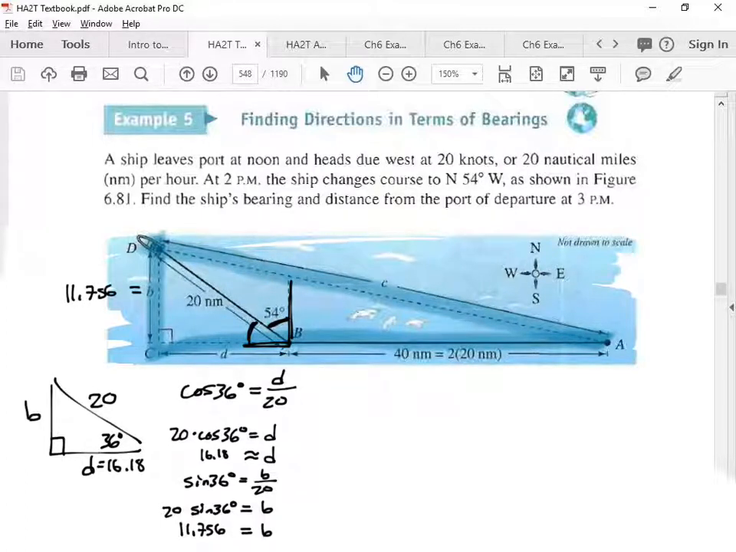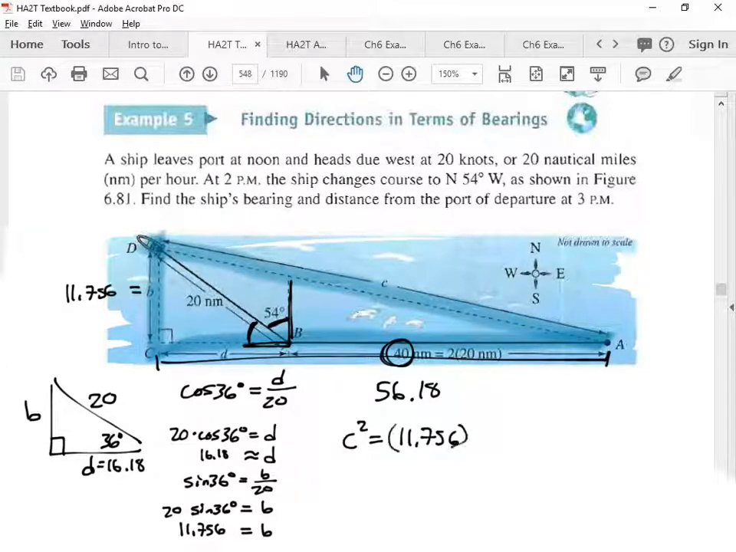I'm going to go ahead and put it right here, 11.756. And what is the length of this whole side now? This whole thing is going to be 40 plus the 16. So we get 56.18. All right, so let's use Pythagoras to find the C, shall we? We have C squared equals 11.756 squared plus 56.18 squared.